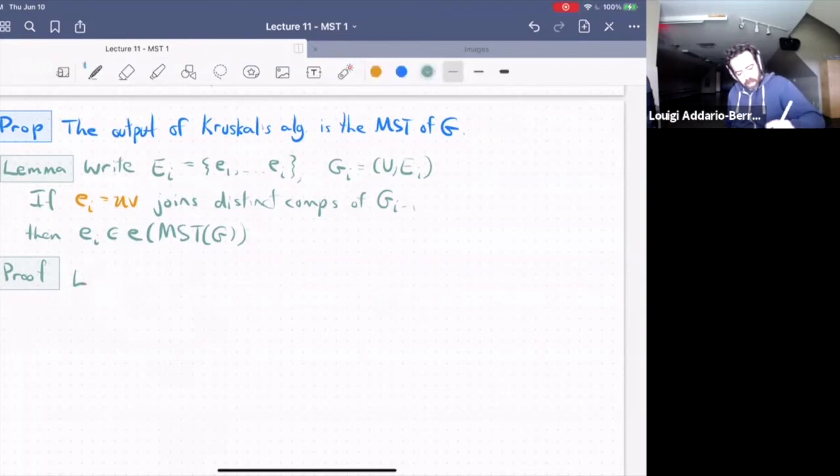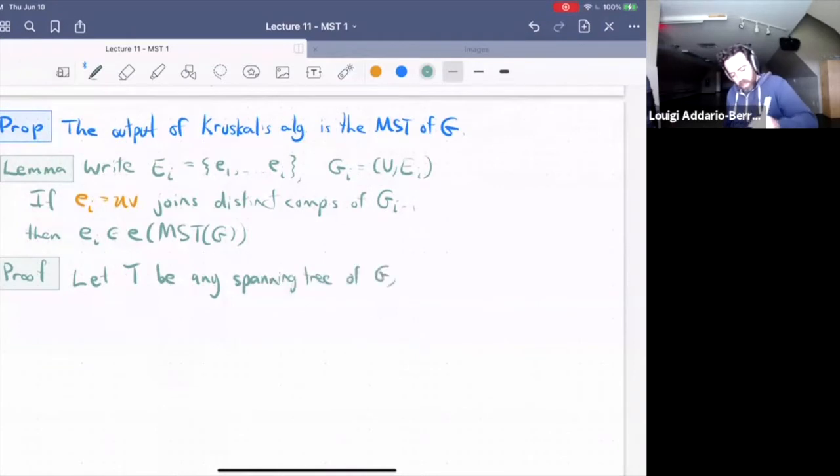So let's start with an arbitrary spanning tree T of G, and suppose that this edge e_i, like in the lemma, is not an edge of T. Okay, and let's look again at the path between its endpoints in the tree.